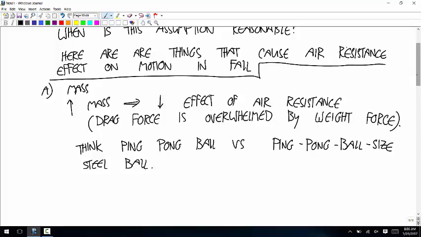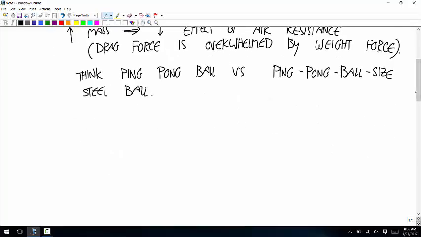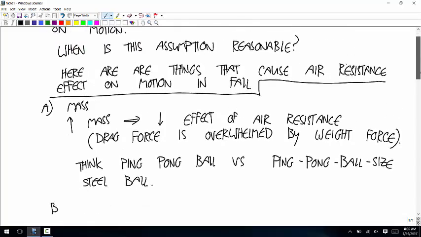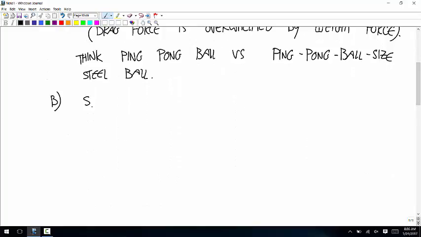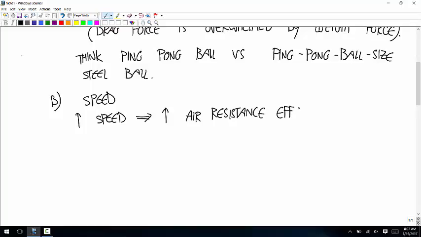Second thing is speed. As you increase the speed, there's a greater air resistance effect. And this is the only variable in that equation.